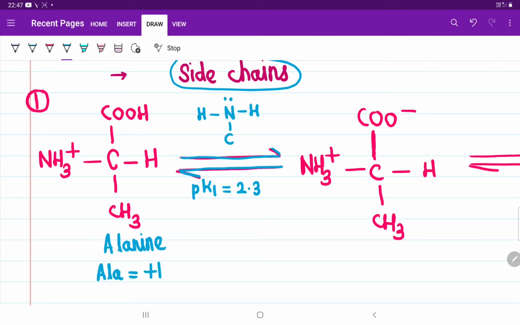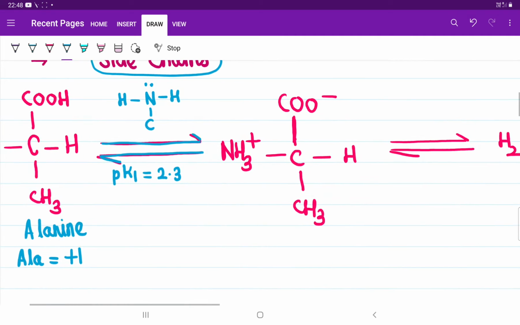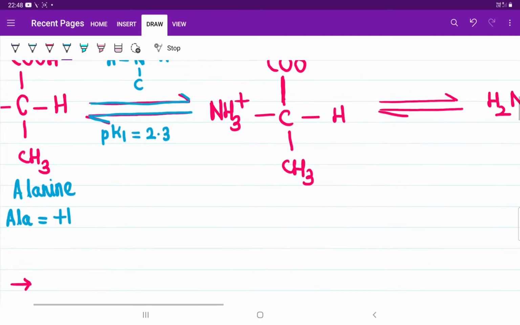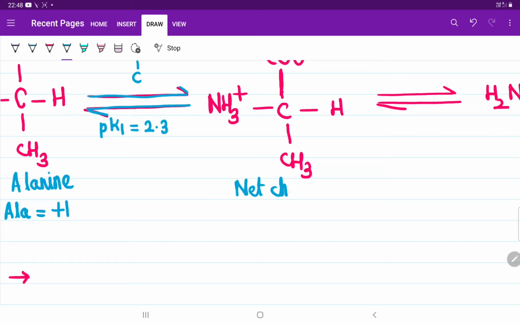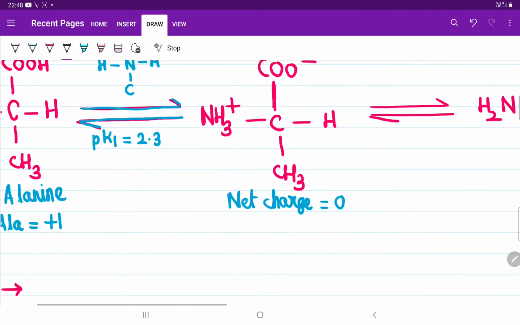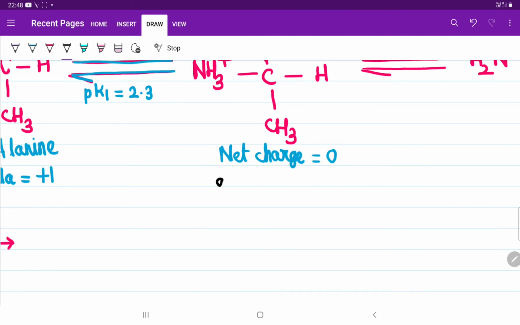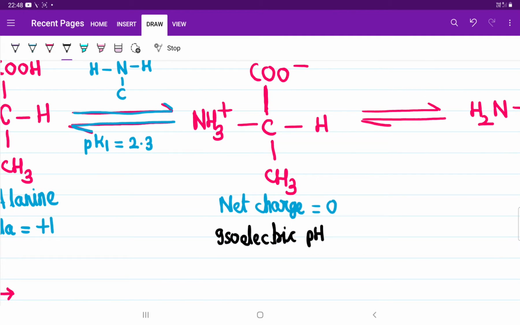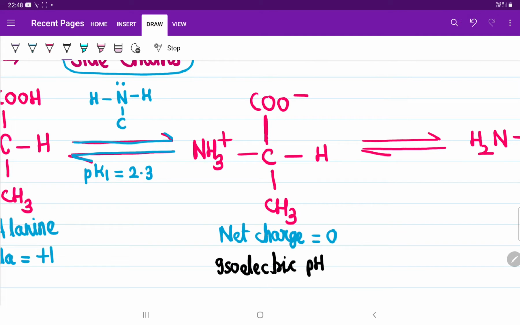This carboxylic acid hydrogen ion is most acidic in nature. So of these two functional groups, it is the first one that will lose the hydrogen ion. And you see here they lost hydrogen ion. After losing the hydrogen ion, what is the net charge on this amino acid? Yeah, net charge is 0, isn't it, students? Now the pH at which the net charge on an amino acid is 0 is called isoelectric pH. Isoelectric pH is the pH at which the net charge on the amino acid is 0. So you see here one positive charge and one negative charge, so the net charge on the amino acid is 0.